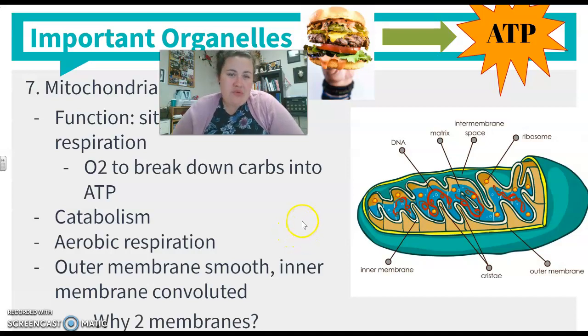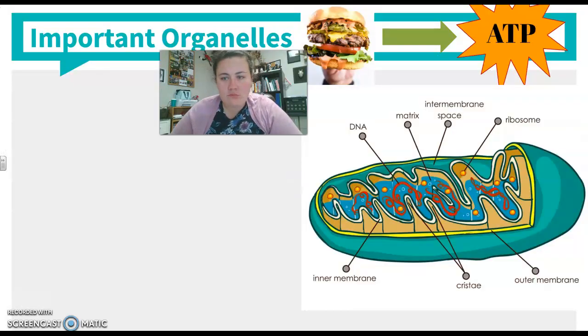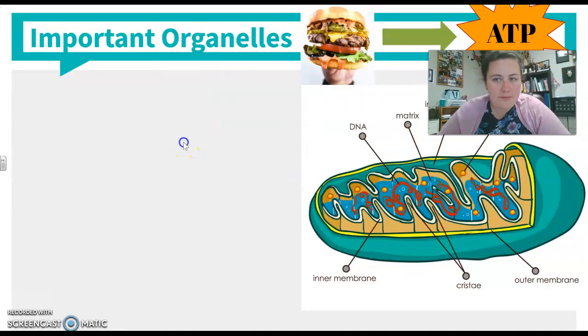Why two membranes? What a good question. Surface area on that inner membrane, surface area on that outer membrane, and because it used to be its own thing, so this is the bacterial membrane, and this is the ancestral eukaryotic cell membrane. Okay, move me back over here.